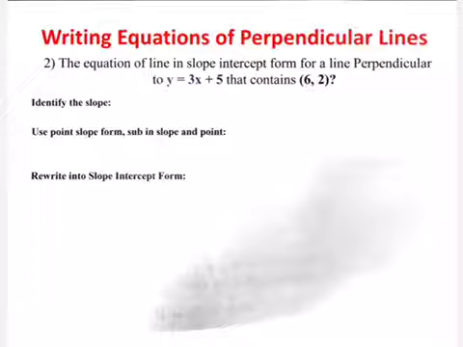This time we are going to find the equation of a line in slope-intercept form that is perpendicular to the line y equals 3x plus 5 and contains the point 6, 2. So this is x1, this is y1. We're going to borrow this slope and find the opposite reciprocal. So our actual slope, in order to be perpendicular, should be -1/3. We'll put this into point slope form.